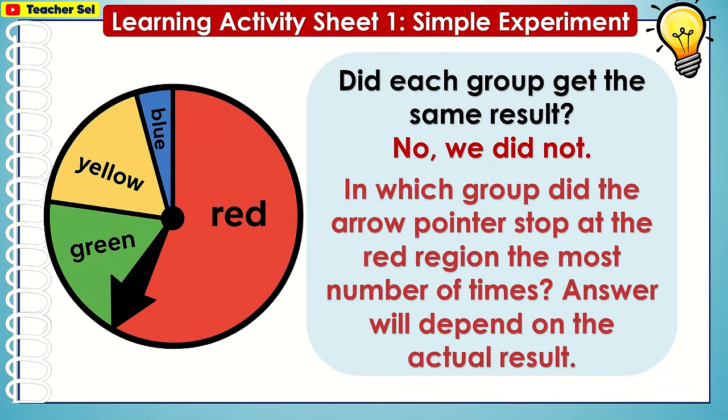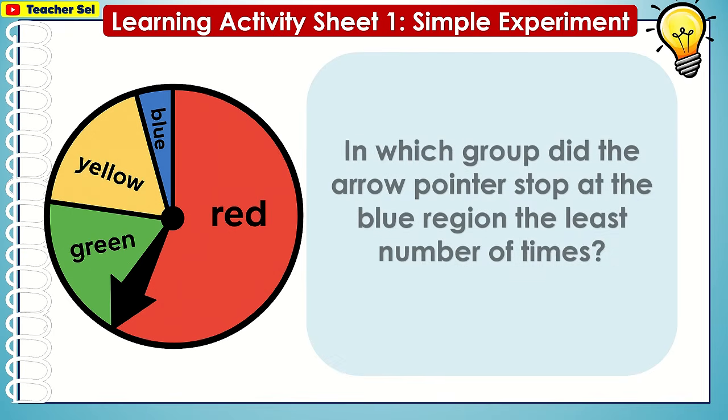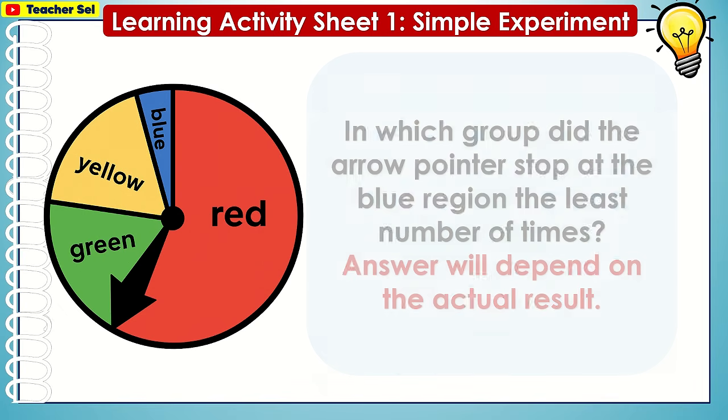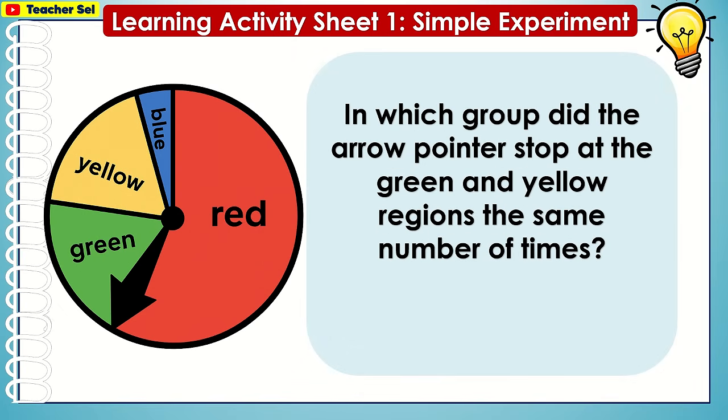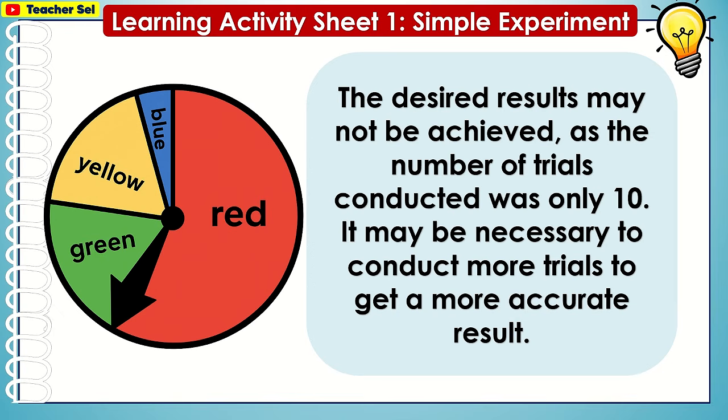No, we did not. In which group did the arrow pointer stop at the red region the most number of times? In which group did the arrow pointer stop at the blue region the least number of times? In which group did the arrow pointer stop at the green and yellow regions the same number of times? The desired results may not be achieved, as the number of trials conducted was only 10. It may be necessary to conduct more trials to get a more accurate result.